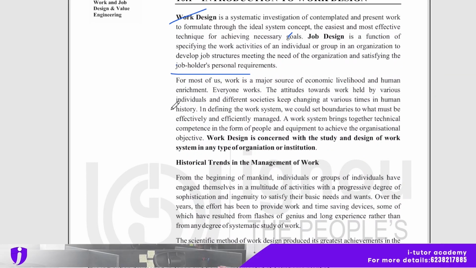And for most of us, work is a major source of economic livelihood and human enrichment. Everyone works. The attitude towards work held by various individuals and different societies keeps changing at various times in human history. And in defining the work system, we could set boundaries to what must be effectively and efficiently managed. A work system brings together technical competence in the form of people and equipment to achieve the organization's objectives, and work design is concerned with the study and design of work systems in any type of organization or institution.